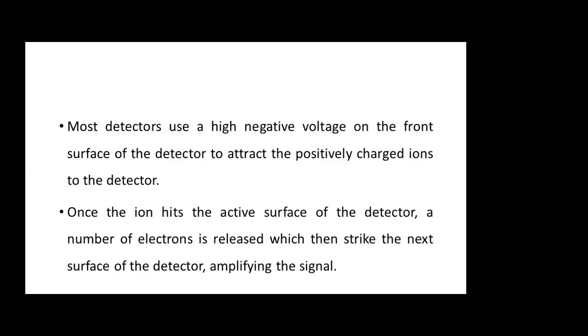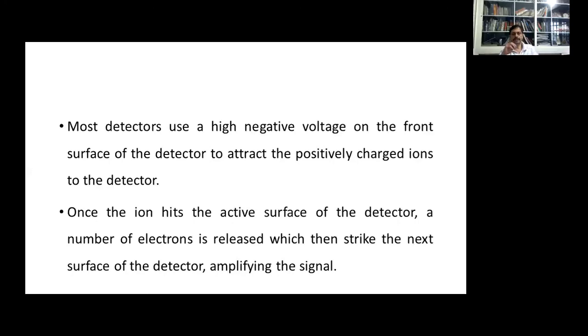Most detectors use a high negative voltage on the front surface of the detector to attract the positively charged ions to the detector. I already mentioned that here it is the positively charged ions that are detected, and it is not suitable for negatively charged ions like chloride, iodide, etc. Once the ion hits the active surface of the detector, a number of electrons are released, which then strike the next surface of the detector, amplifying the signal.